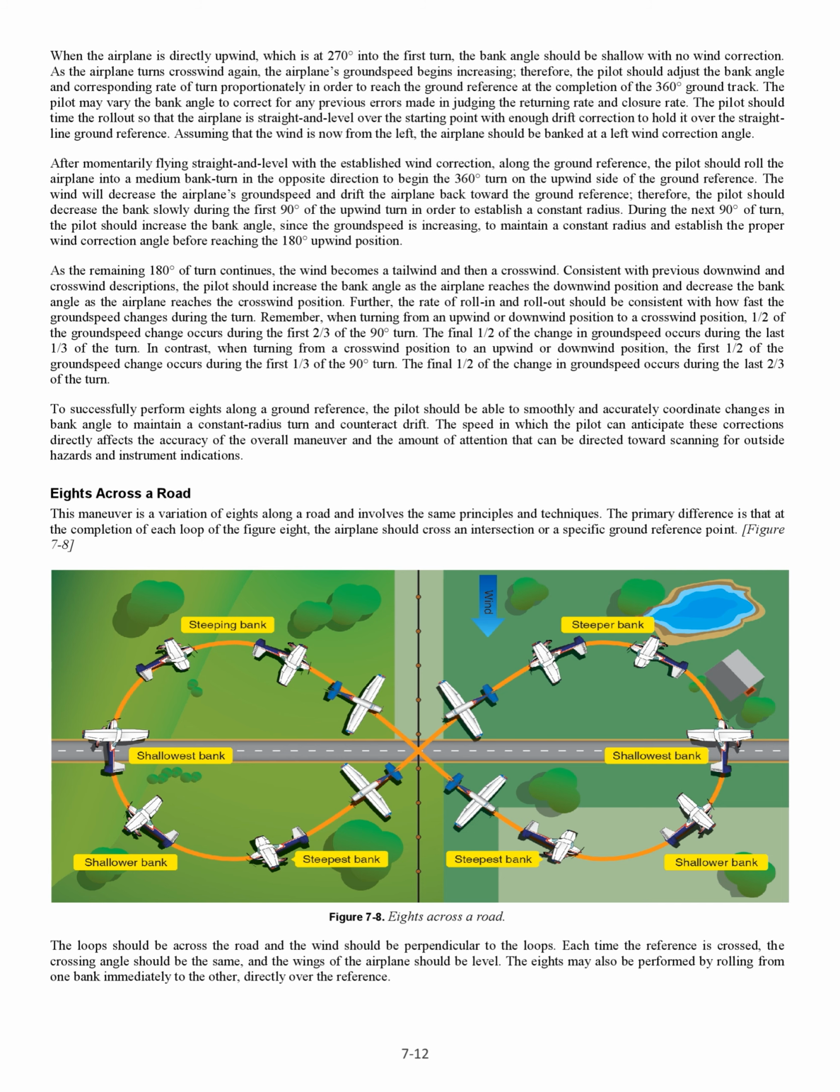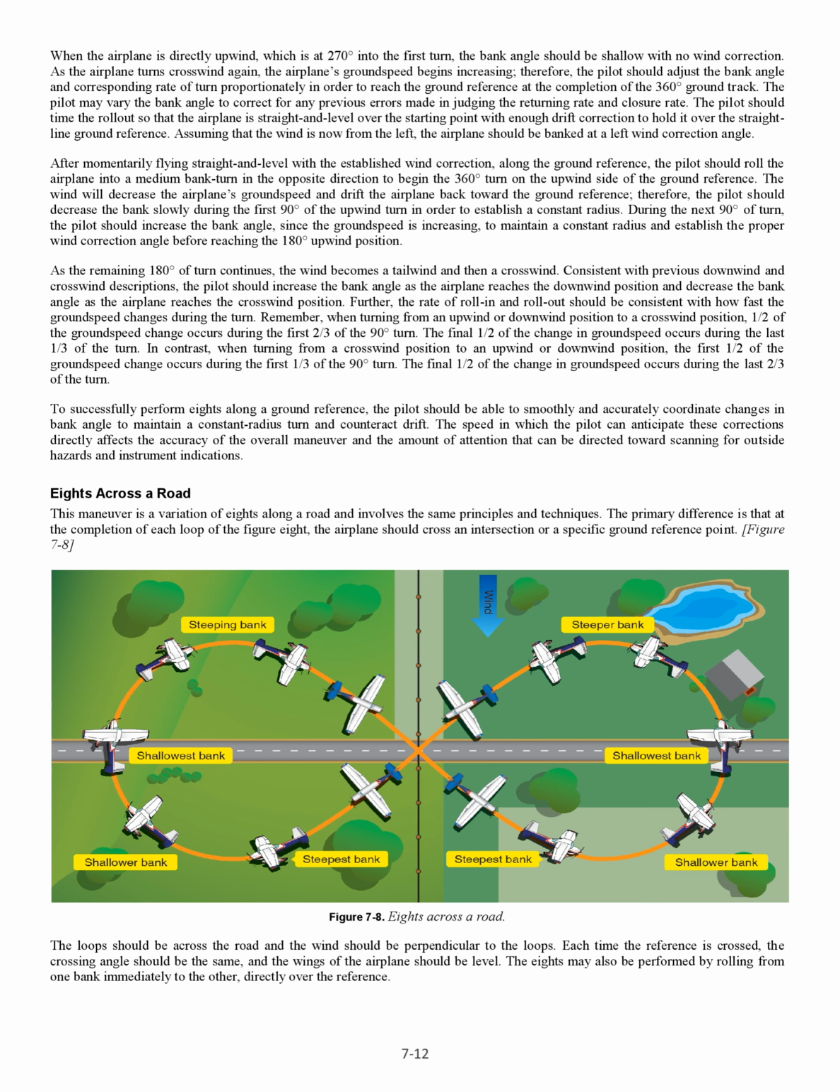Remember, when turning from an upwind or downwind position to a crosswind position, half of the ground speed change occurs during the first 2/3 of the 90 degrees turn. The final half of the change in ground speed occurs during the last 1/3 of the turn. In contrast, when turning from a crosswind position to an upwind or downwind position, the first half of the ground speed change occurs during the first 1/3 of the 90 degrees turn. The final half of the change in ground speed occurs during the last 2/3 of the turn.